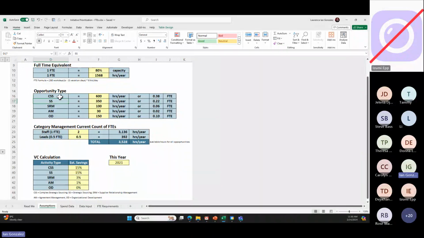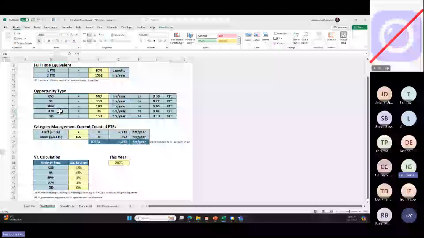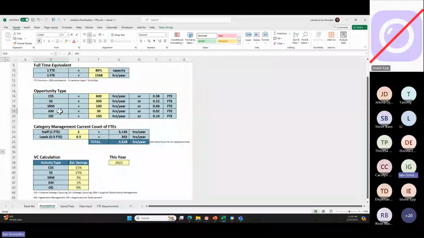Then you have strategic sourcing event. Not a complex strategic sourcing event, an SS event, that's 350 hours a year. SRM means supplier relationship management, 100 hours a year. AM means agreement management. You're just doing the admin work of making sure all your contracts are working in the system, or you're checking if a PO needs to be topped up, or if a contract needs to be renewed. You know, the admin stuff. How many hours a year is that?